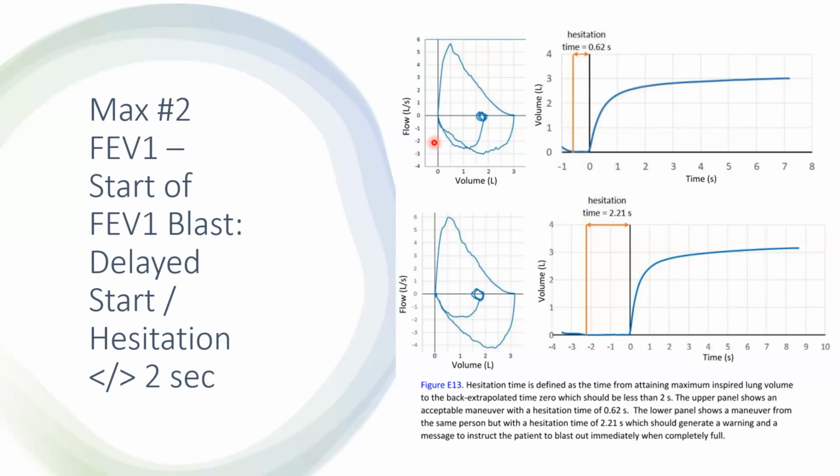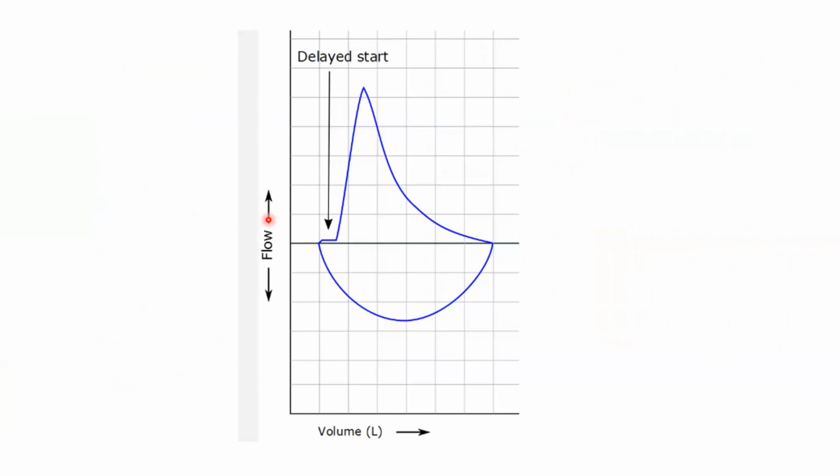So this is an acceptable maneuver. This one was at TLC, had a hesitation of 2.21 seconds before the blast, and so that one is not an acceptable graph. Here you can see the delayed start there.